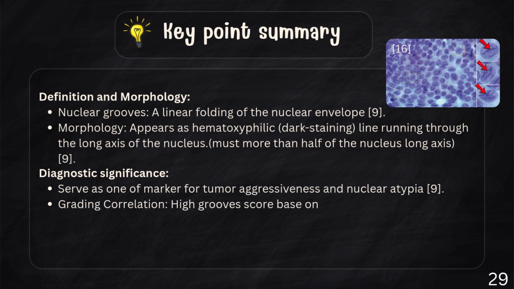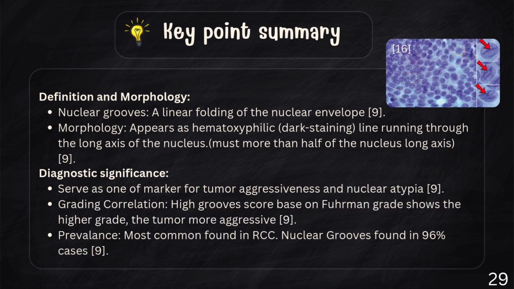Next is, why is this important for diagnosis? This groove acts as a key marker for tumor aggressiveness and nuclear atypia. We also see a strong correlation with Fuhrman grading. Essentially, a higher groove score often points to a higher Fuhrman grade, which signals a more aggressive tumor.